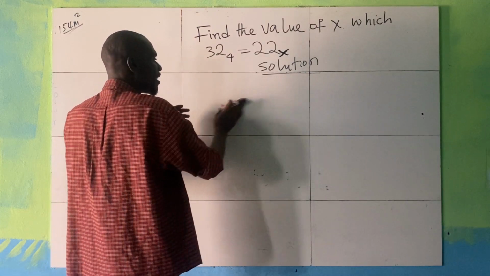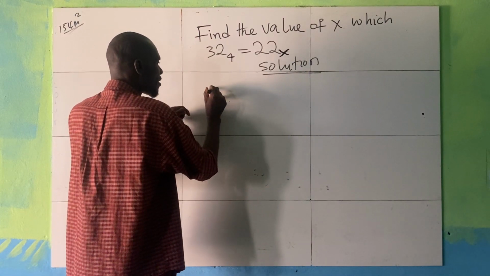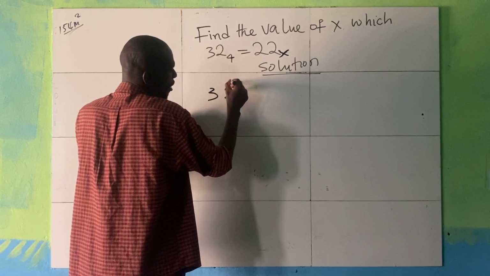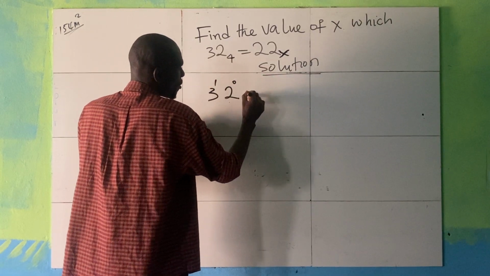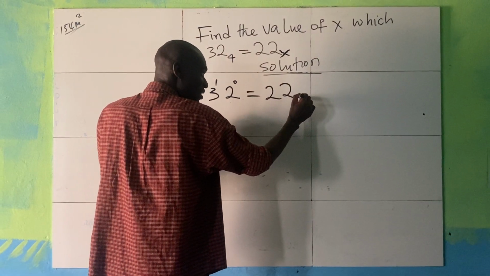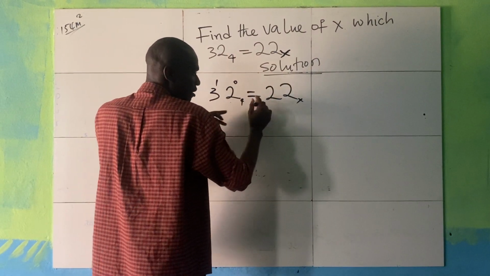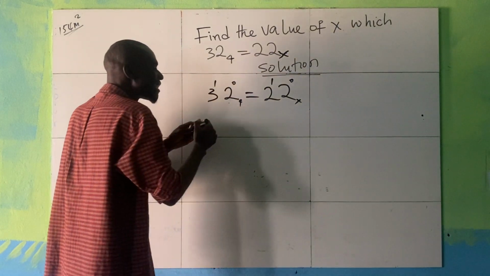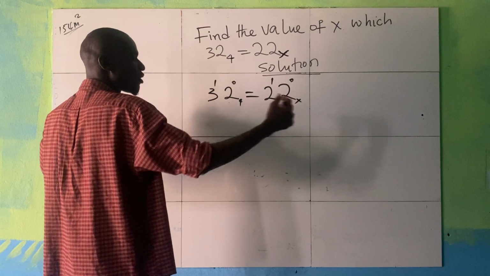When I say expand it, we do something like this. 3, 2. We count the positions 0 and 1. We do the same thing here with 22, which is in base x, so we count 0 and 1. On this note, we can now expand it.